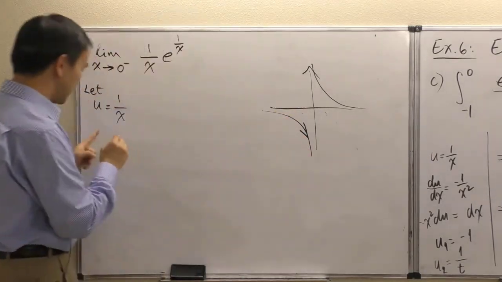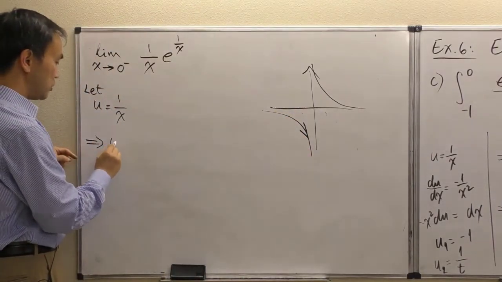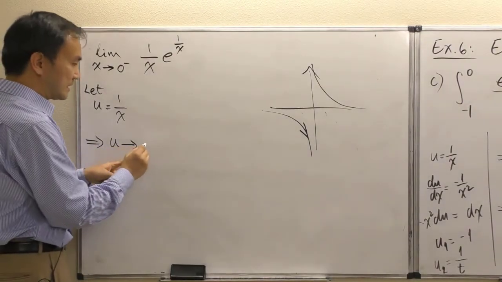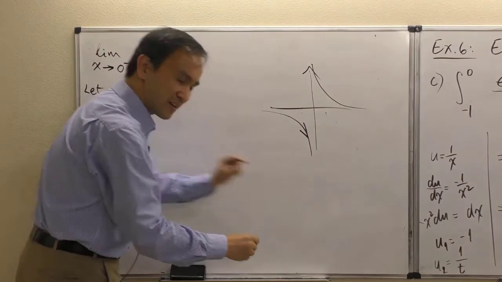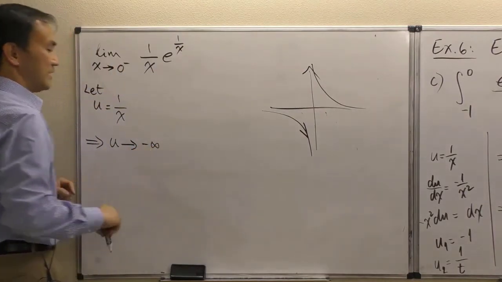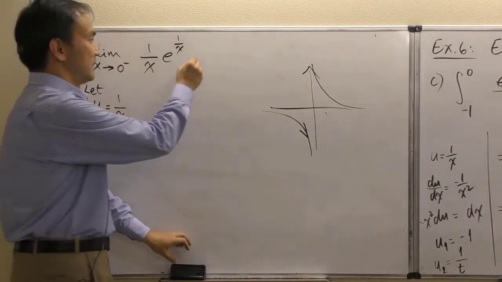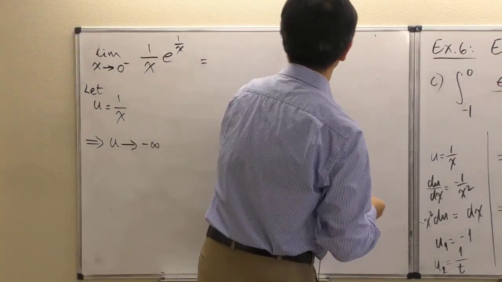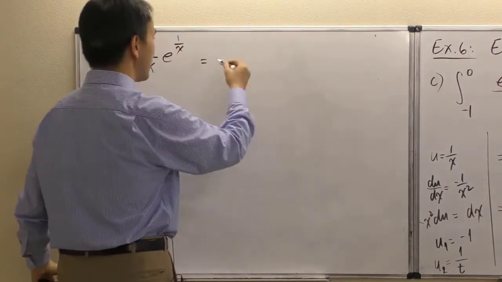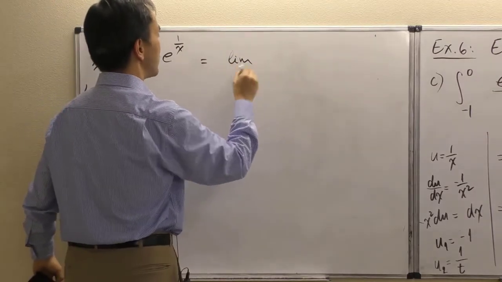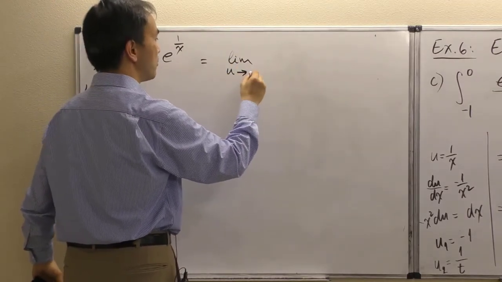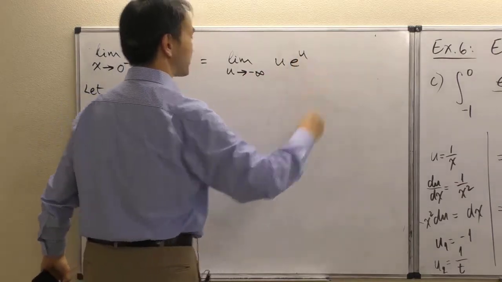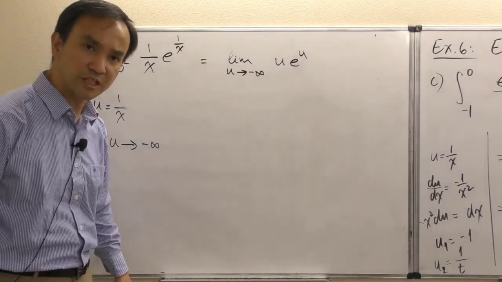So that means u will approach negative infinity. Okay, negative infinity. So that means the problem has a better form of writing it: this same exact limit problem can be rewritten as a limit, where I'm treating that as a brand new variable, u approaching negative infinity, for the function u times e to the u. U times e to the u.